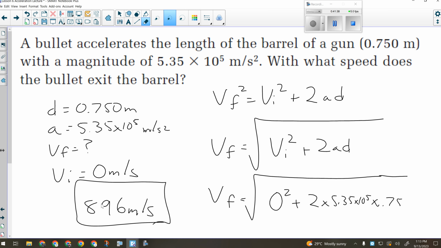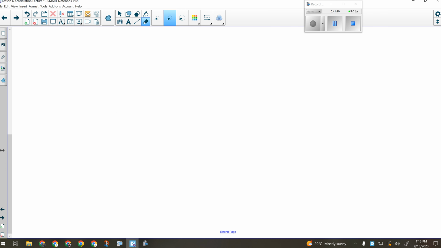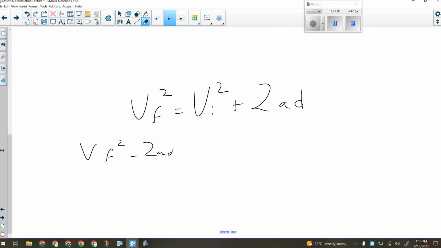Okay, let's just quickly look at the manipulations of that formula. It's pretty easy to manipulate. So we got VF squared equals VI squared plus 2AD. If I want to solve for VI, minus 2AD. Then square root, so VF squared minus 2AD square rooted would give me VI.